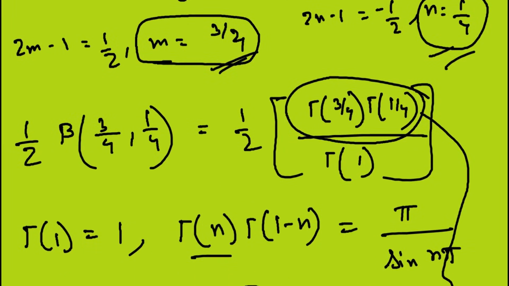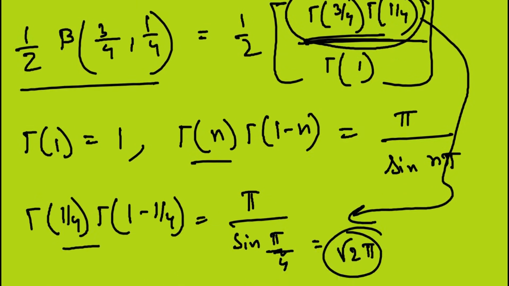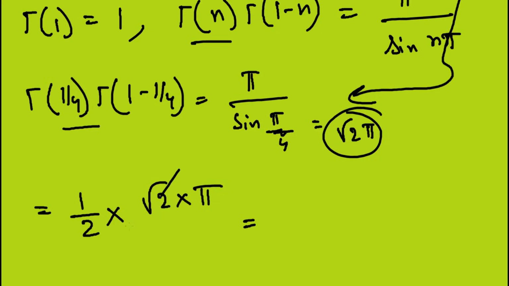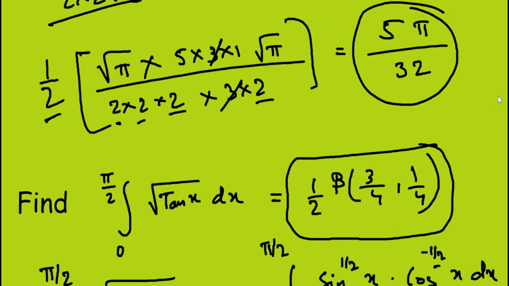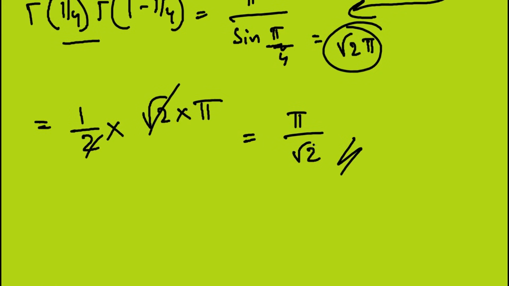So now I know this value is root 2 times pi. So the entire thing will be equal to half times root 2 times pi. The root 2 and 2 will get cancelled, so we will have pi by root 2. So this will be the value of the integral from 0 to pi by 2 of root tan x dx. It is nothing but pi by root 2.